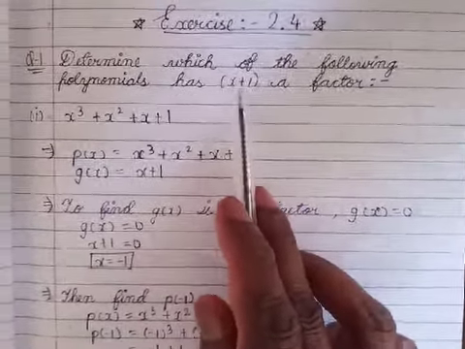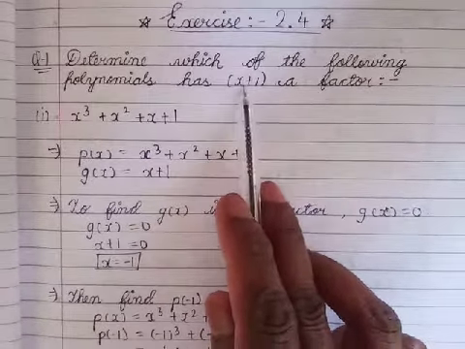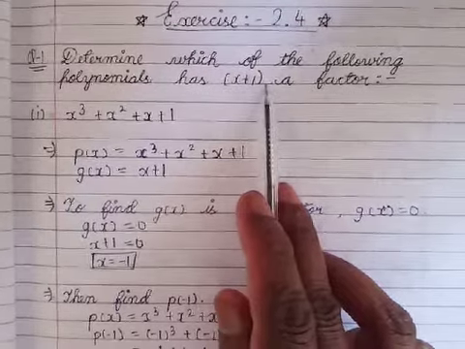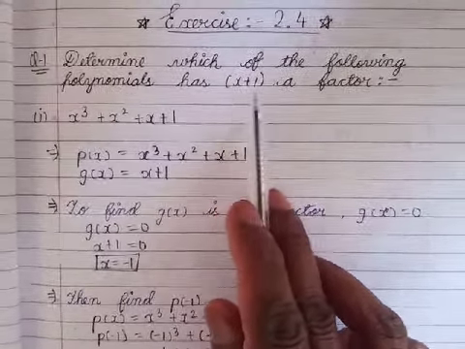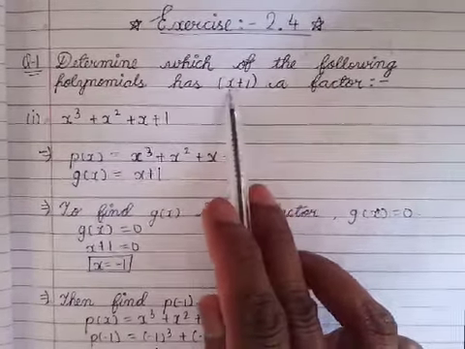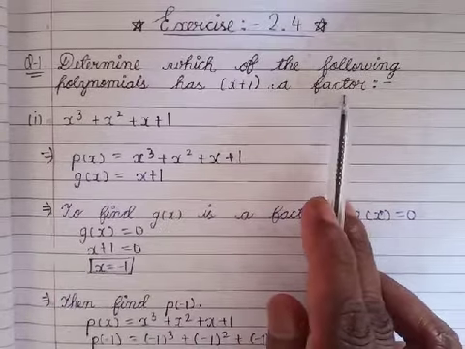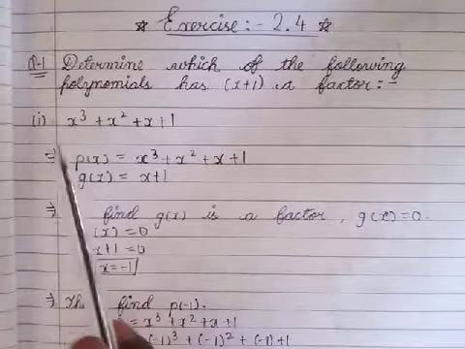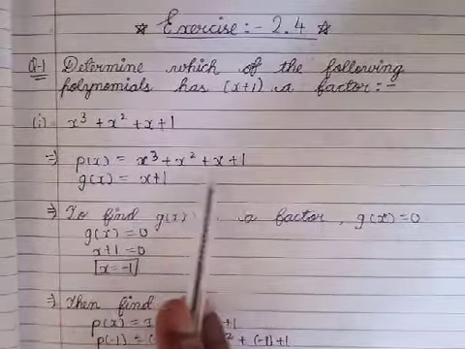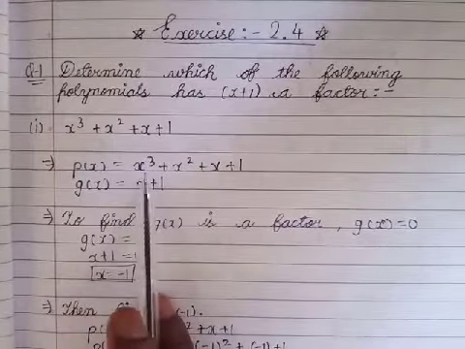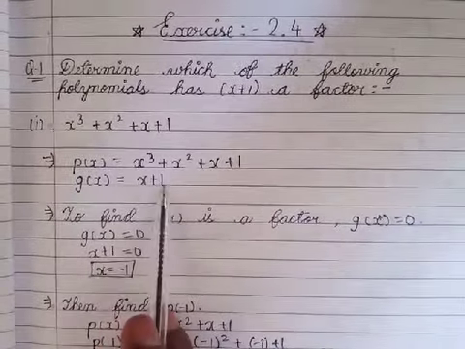Equate this to g(x), and if we substitute that value of x from g(x) in p(x), and if p(x) becomes 0, then we can say that the given g(x) is a factor of the polynomial p(x). So let us start with this. It is x cube plus x square plus x plus 1, which is taken as p(x). So p(x) is equal to x cube plus x square plus x plus 1, and g(x) is equal to x plus 1.